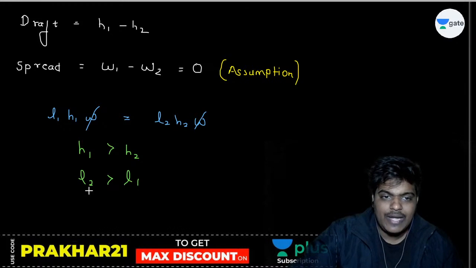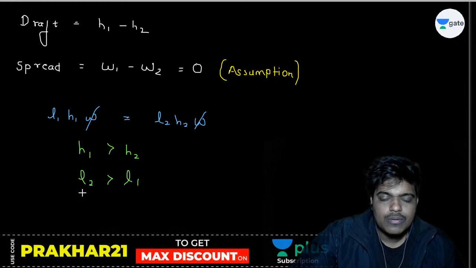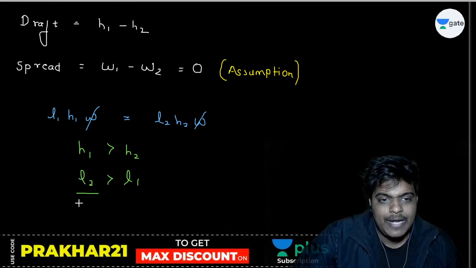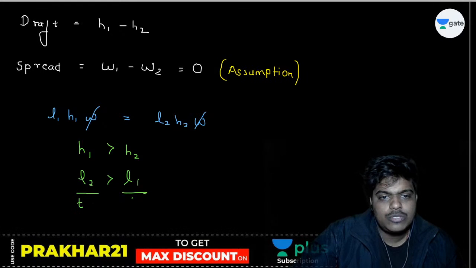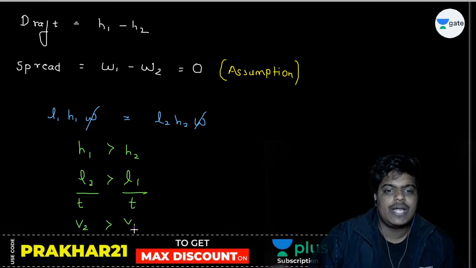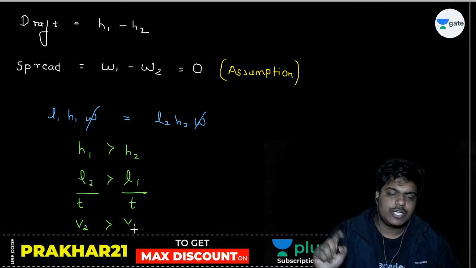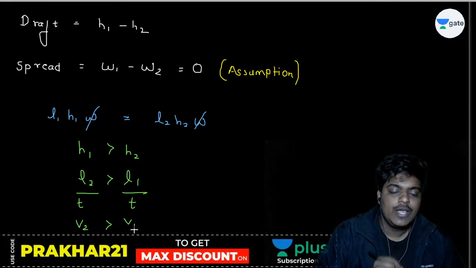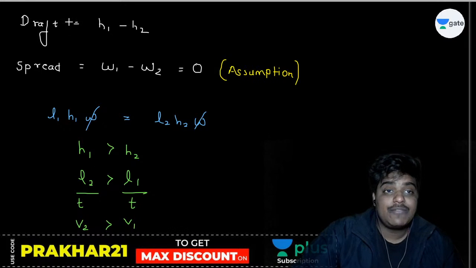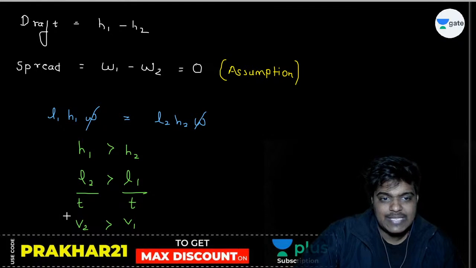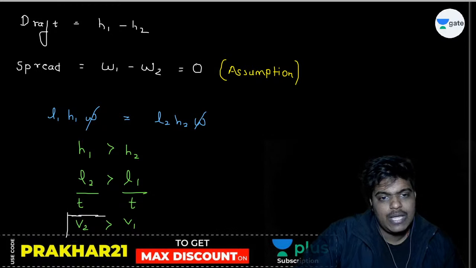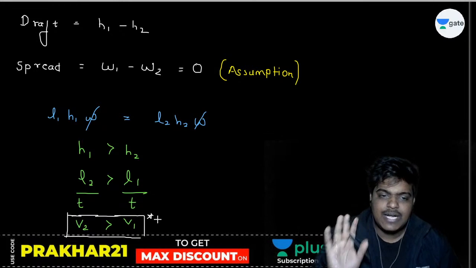And now if you divide both sides by time, can you say the velocity at 2 is greater than velocity at 1? You can obviously say that. This is a very important result. That is, the exit velocity is more than the entry velocity. This is an important result. कैसे आया ये result? Is it clear?